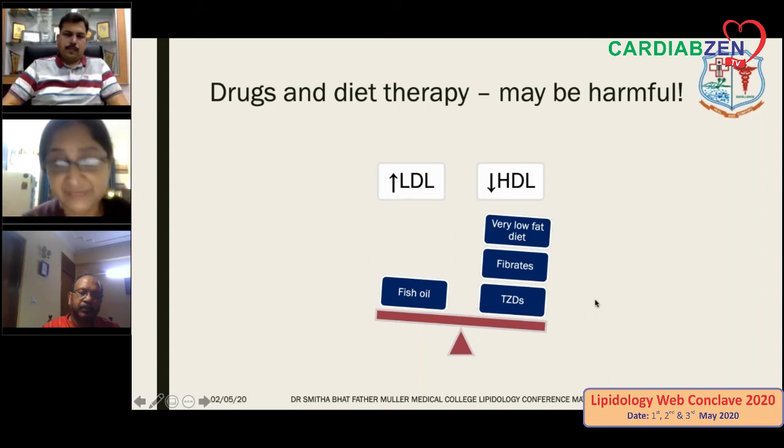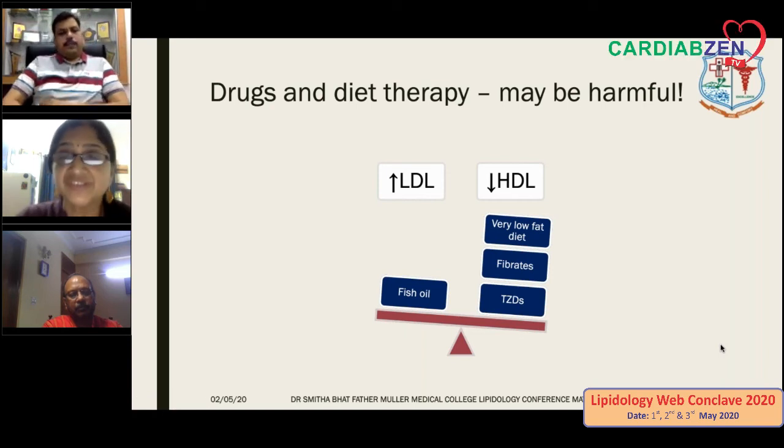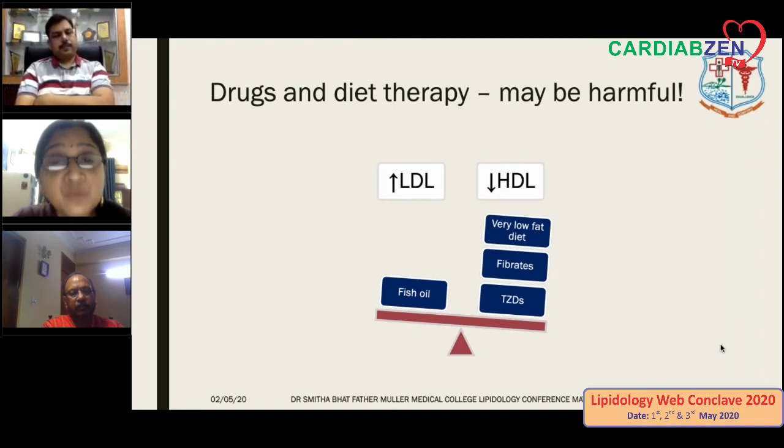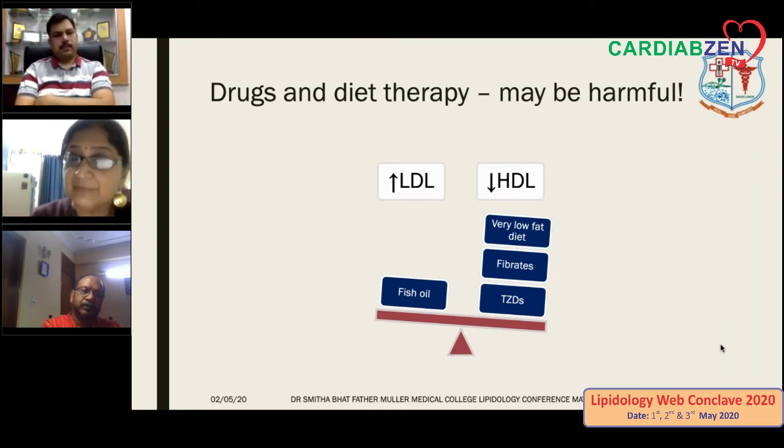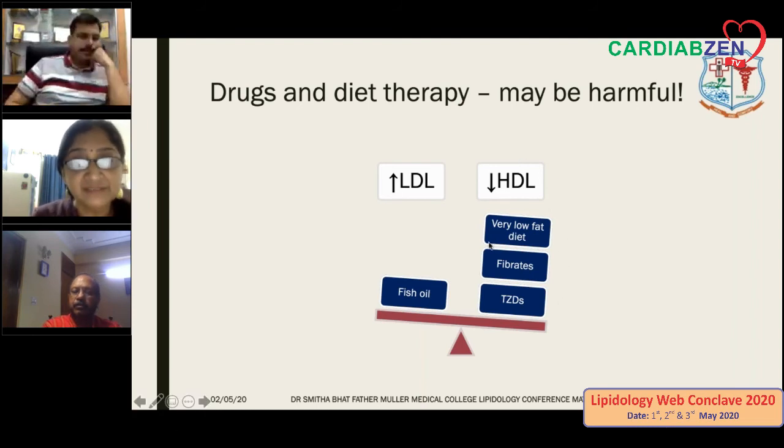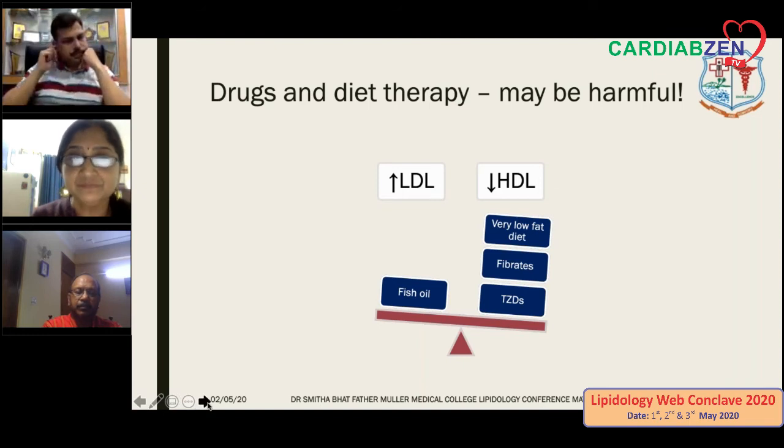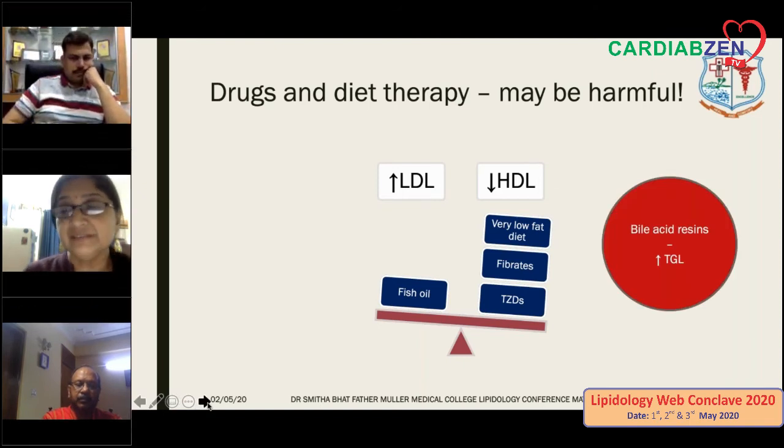Suppose the patient has diabetes and dyslipidemia, I prescribe a combination of fibrates and TZDs. That causes a fall in the HDL. So what I'm trying to say is things are not very simple. You might have to delve into the history, into the diet history. You might have to probe into the prescription to find out what exactly is causing the impairment in the lipid profile. Again, keep in mind, very low fat diet causes a fall in the HDL. Never forget, bile acid resins increase the triglycerides.